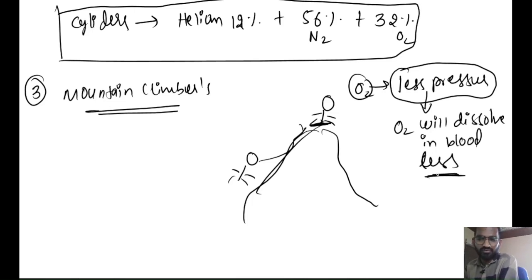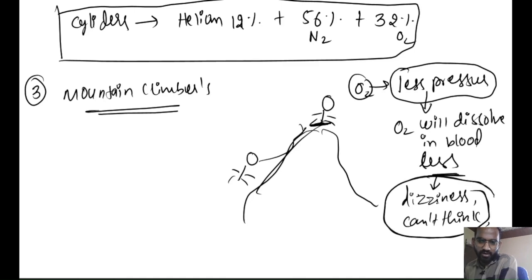If a lesser amount of oxygen is available to us, then we cannot think properly and our mind will not work properly. We will get a dizziness problem, we can't think properly, and some headache will come. All of these combined are called one disease, anoxia. Mountain climbers also face anoxia.